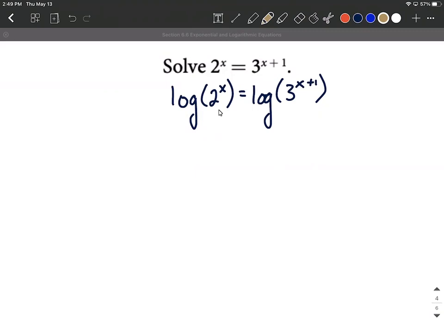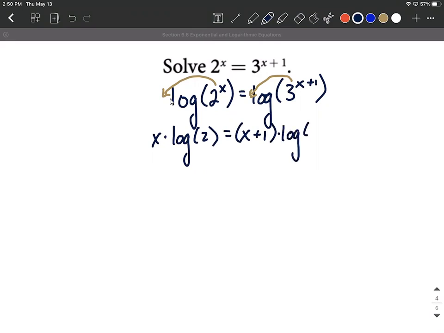So the big one that I want to focus on is the one that says that if you have a power attached to everything on the inside of the logarithm, that's allowed to come down in front and become a multiple. Same thing on the right-hand side, we have x plus 1, a power attached to everything on the inside. That's going to come down in front and become a multiple. So on the left side, I can say this is x multiplied by log of 2 equals, on the right-hand side, be careful, that entire exponent comes down, so it's x plus 1 multiplied by log of 3.